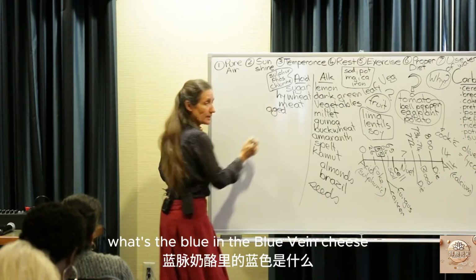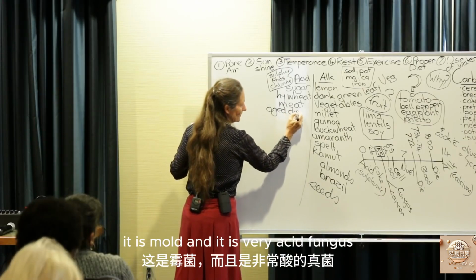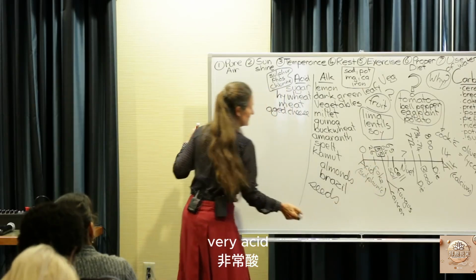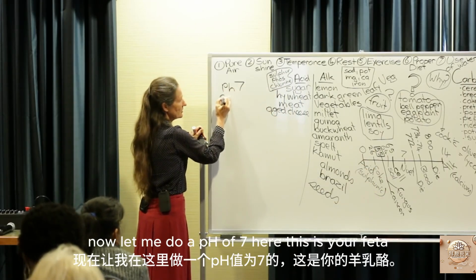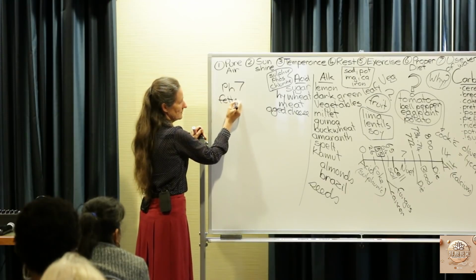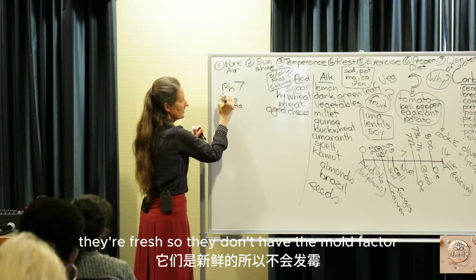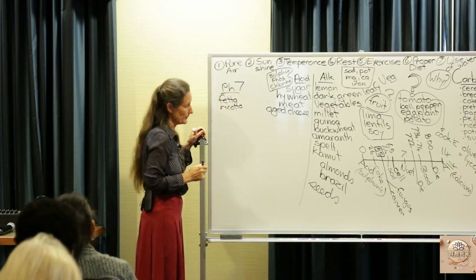Aged cheese. What's the blue in the blue vein cheese? It is mold, and it is very acid. Fungus, very acid. Now let me do a pH of 7 here. This is your feta, ricotta. Cheeses like that, they're fresh, so they don't have the mold factor, so they're more at a pH of 7.